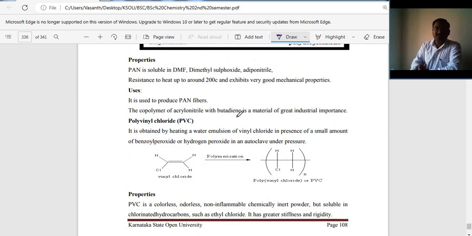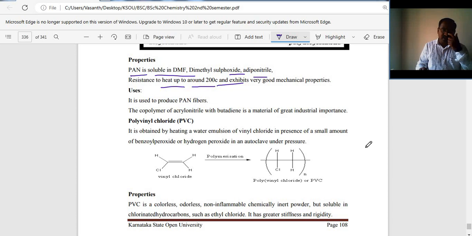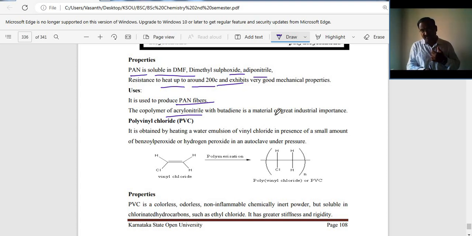What are the properties here? Polyacrylonitrile is soluble in dimethyl formamide, dimethyl sulfoxide and adiponitrile. It is resistant to heat up to around 200 degrees and exhibits very good mechanical properties. It is also used to produce fibers. The copolymer of acrylonitrile with butadiene is a material of great industrial importance.